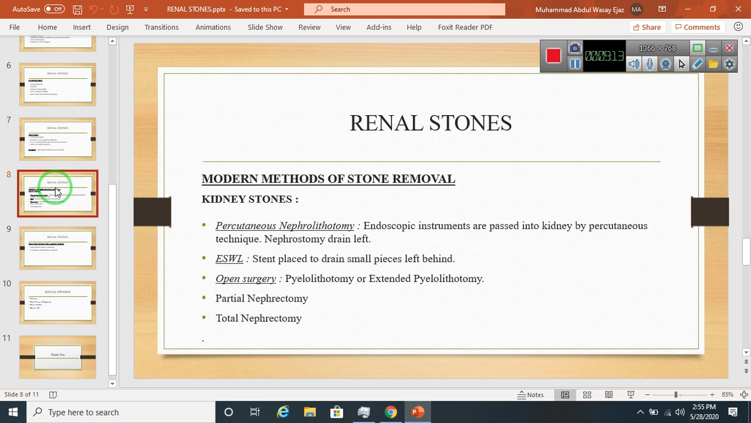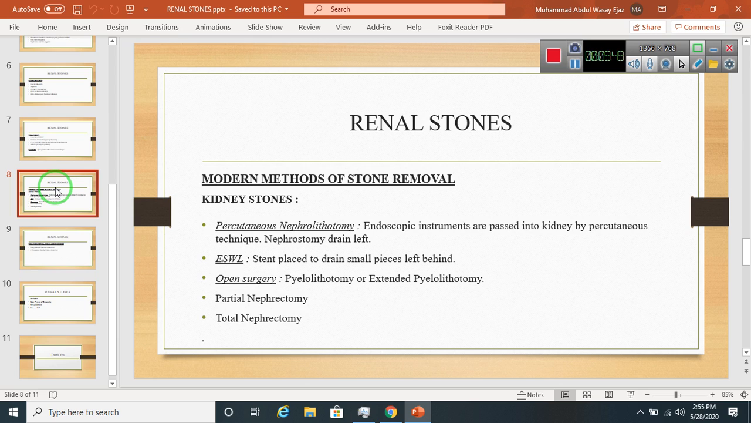Renal stones, modern methods of stone removal. Percutaneous nephrolithotomy: endoscopic instruments are passed into the kidney by percutaneous technique, and a nephrostomy drain is left behind. By this method, stones are broken and removed, and diuresis is given, and that drain is put so that any blood that may come out comes through this drain.